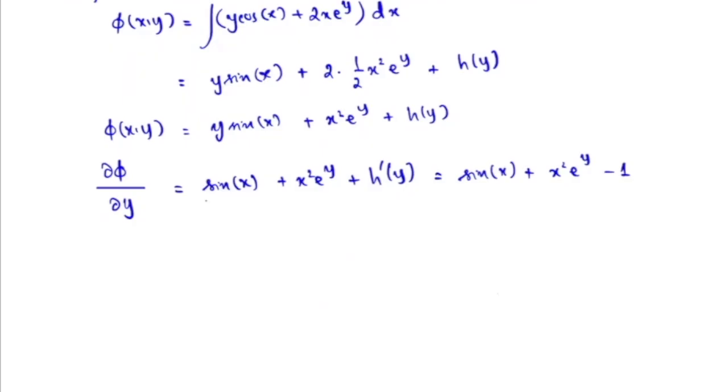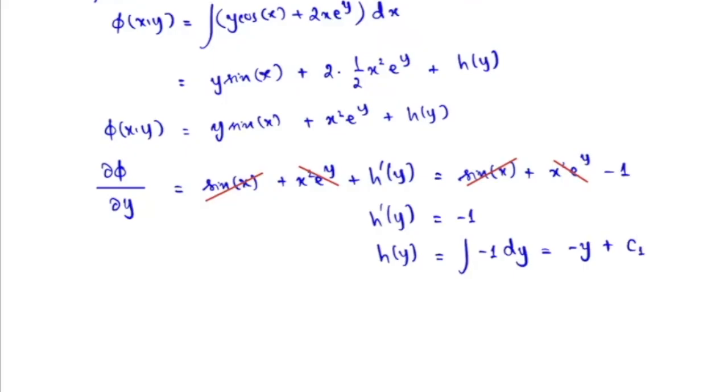And from this equation, it allows you to find the representation of h of y. So first, cancel out sine of x on both sides of the equation. Cancel out x squared times e to the y on both sides, and you're left with just h prime of y equal to -1. Then integrate both sides of the equation with respect to y. You have h of y equal to the integral of -1 dy, which is -y plus a constant. In this case, let me use constant c1.